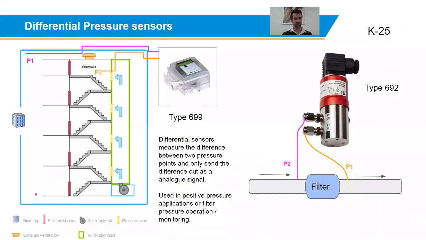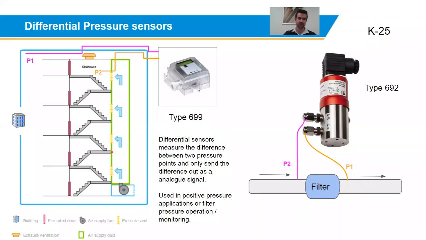Page K25, just a brief overview of our differential pressure transducers. Now, differential is just the meaning between the difference between two measurements. So these sensors would typically have two pressure measurement points, P1 and P2. In the case of a 699 transducer, this is used to detect differences in air pressure. You would say use this transducer for stairwell pressurization.